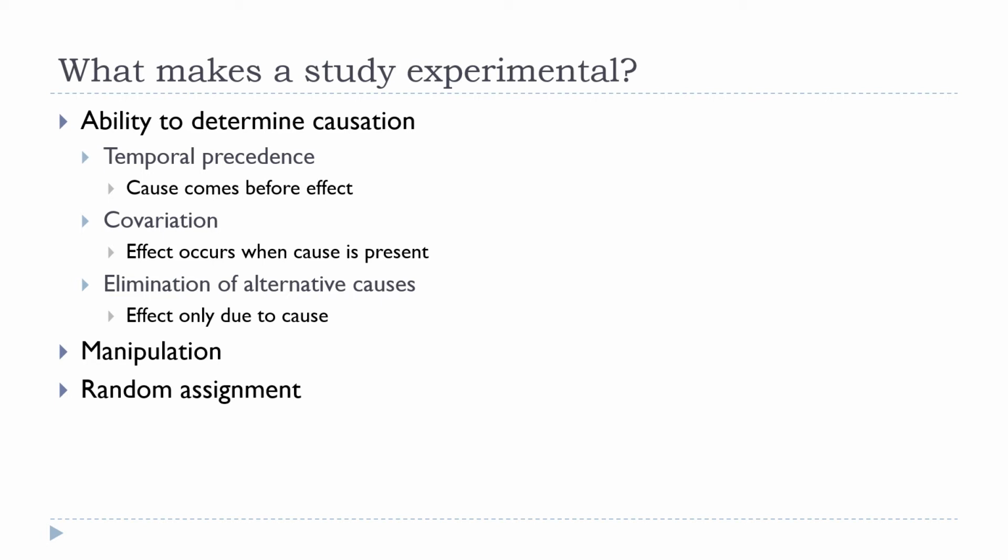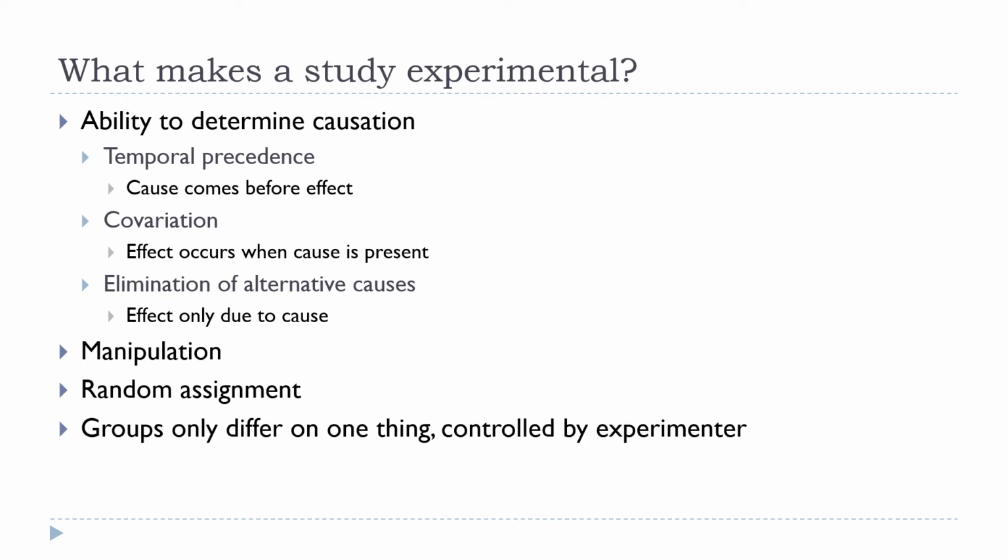We've randomly assigned people to those conditions, and we'll come back to random assignment and dig a little deeper with that. And the two groups only differ on one thing, and the one thing they differ on is controlled by the experimenter. This is a pure experiment and the best way to establish causation by eliminating confounds.